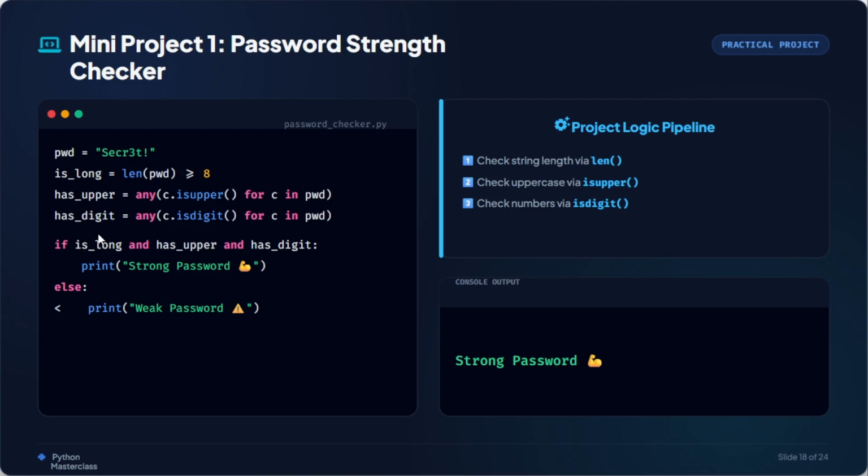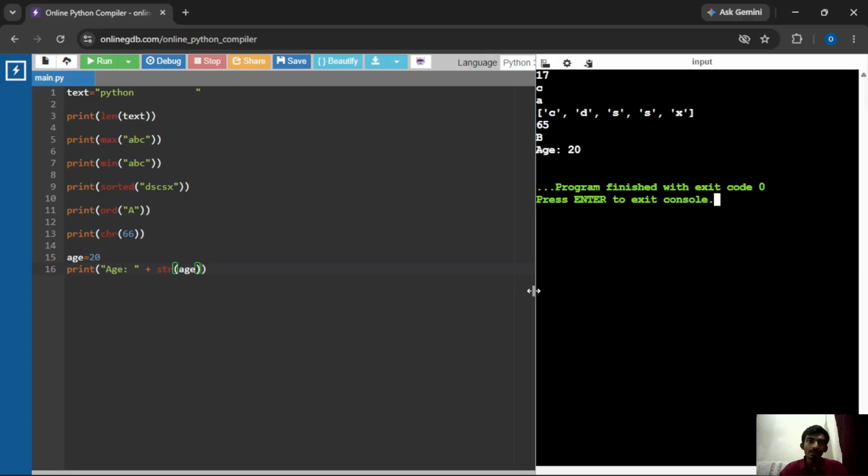Now, moving on to some coding. Let's build a project. Suppose we are creating a sign-up page. We don't want the users to choose a weak password, so let's create a strong password checker. For that, let's move to the coding platform.